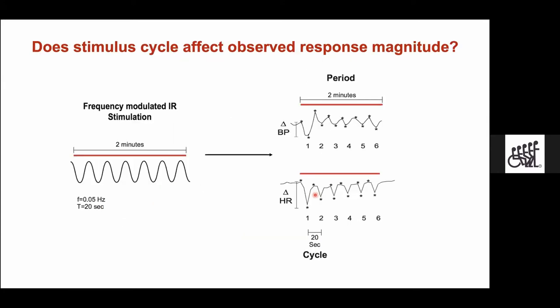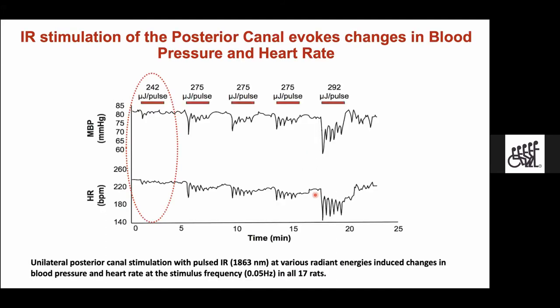She could do this in around 17 rats. So she's just finishing up a paper that's in a second round of review where we've been able to show that this response is very clear and consistent across 17 rats, and it doesn't fatigue. So you can do this for many hours in a rat, and you would continue to get the response as long as the baseline parameters of the heart rate and blood pressure are stable.